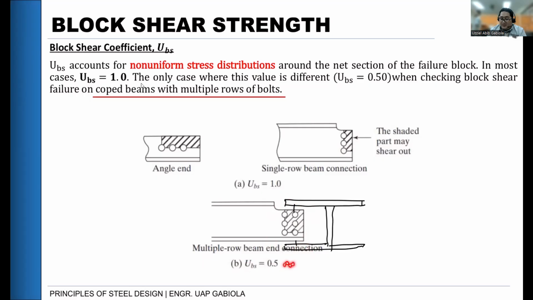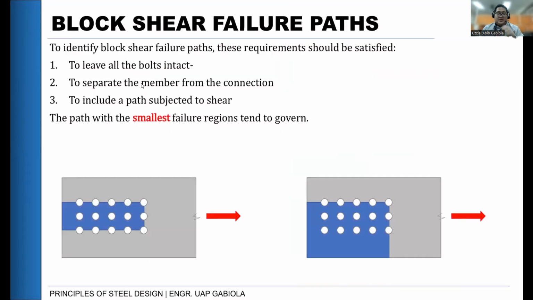Pero kung halimbawa single row lang yung bolt natin, yung connection natin, that will be equal to 1.0 lang. Okay? Again, kapag hindi stated na hindi siya cope beam with multiple rows, 1.0 po ang UBS. Pero pag sinabing cope beam siya with multiple rows, automatic 0.5 yung gagamitin natin. Okay? So for all cases, UBS is equals to 1.0. Alright? So let's now proceed dito, no?